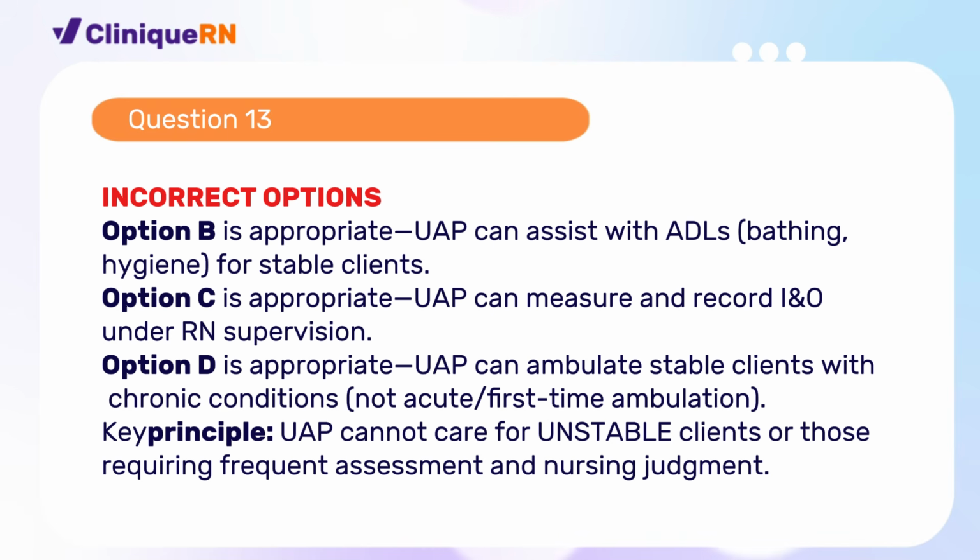Option B is appropriate. UAP can assist with ADLs, bathing, hygiene for stable clients. Option C is appropriate. UAP can measure and record I&O under RN supervision. Option D is appropriate. UAP can ambulate stable clients with chronic conditions, not acute or first-time ambulation. Key principle. UAP cannot care for unstable clients or those requiring frequent assessment and nursing judgment.